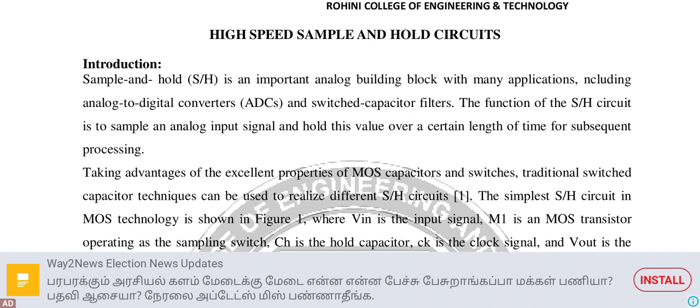The second module of the third unit is sample and hold circuit as well as DAC. Sample and hold circuit is an important analog building block with many applications, which includes ADC as well as fixed capacitor filters. The function of a sample and hold circuit is to sample an analog input signal and hold this value over a certain length of time for subsequent processing.